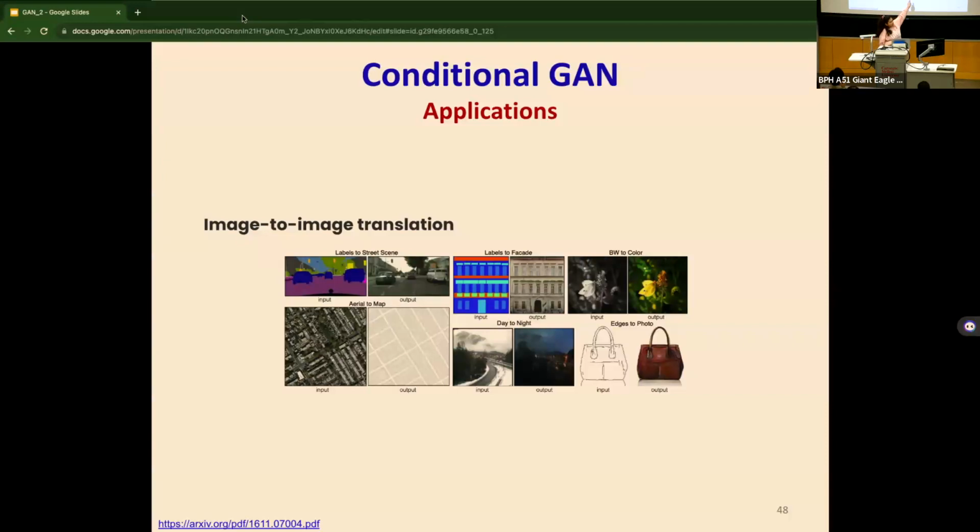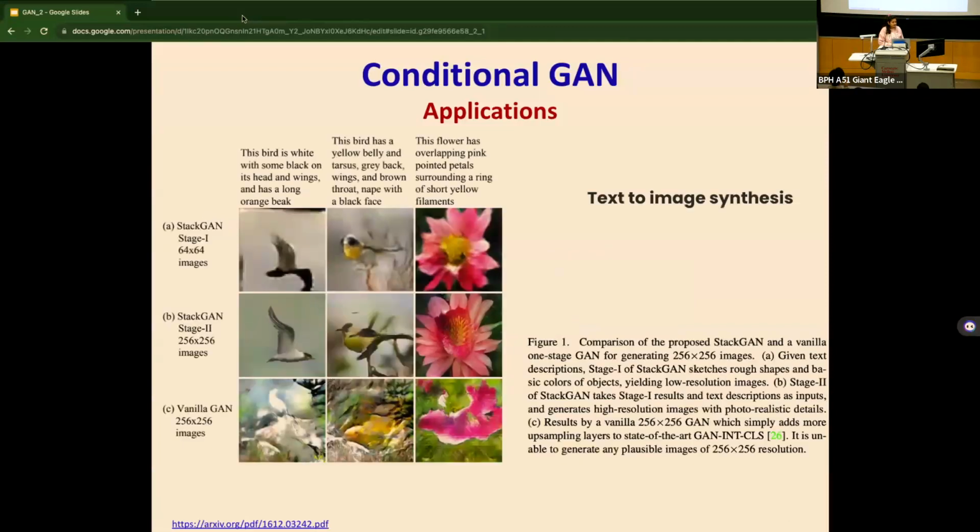Similarly, over here, if you just give an edge image, it can generate a nice bag for you. So this is something interesting that conditional GAN can do. And something that is very common nowadays is text-to-image synthesis. In this, we just condition our GAN on some text prompt, and then our model is able to generate some image based on that.